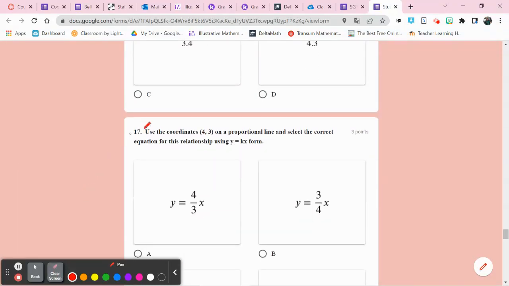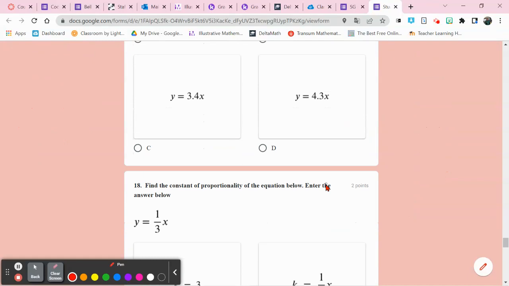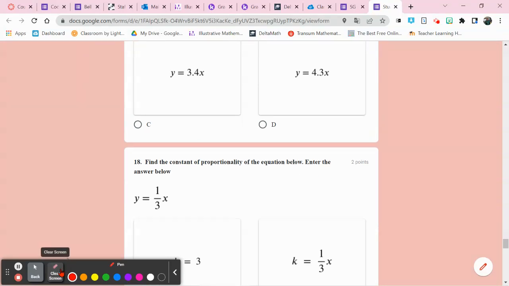We do. Use the coordinates 4 and 3 on a proportional line and select the correct equation. So we already used them. This was our x, this was our y. Y over x was 3 over 4. That's our k. So that means we're going to put it in the equation. y equals 3 over 4 times x. And we're going to go find that. And there it is, B. All right. Number 18 is next.